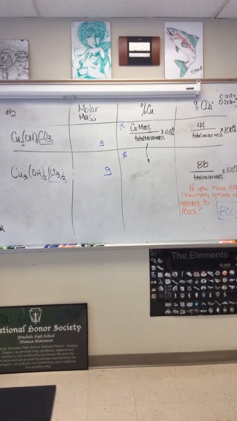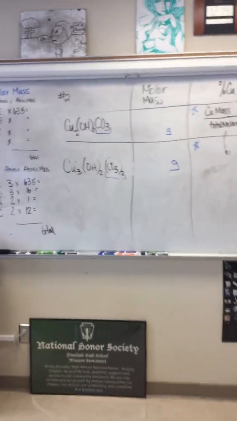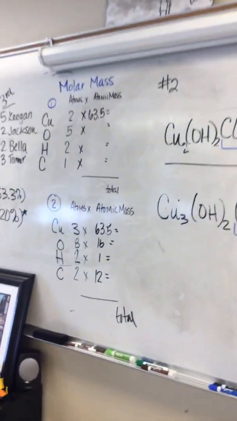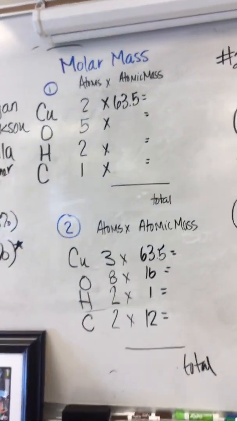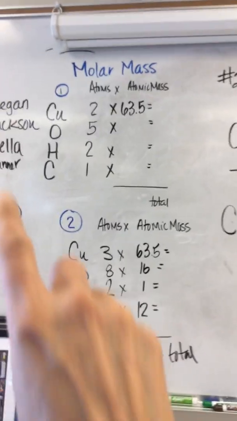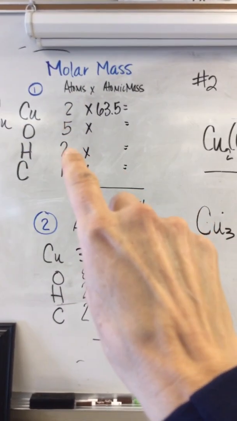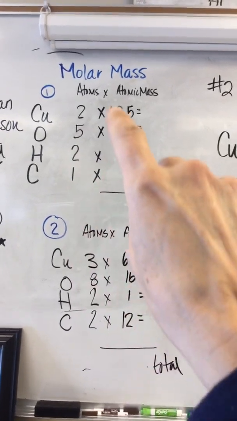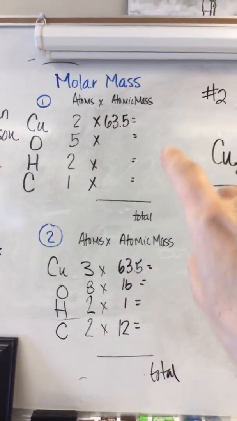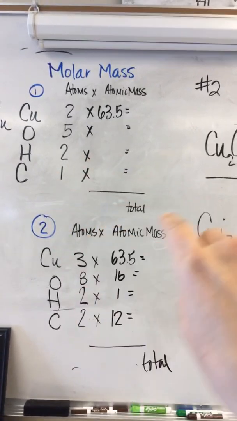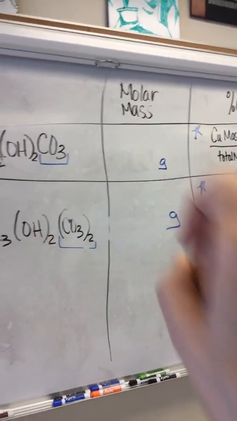The first thing you're going to do is calculate the molar mass in grams. Most of this is already basically worked out for you. All you have to do is tally it. So for this first compound, I gave you the atoms of copper, the oxygens, the hydrogens, and the chlorines. Multiply them by their atomic mass to get the total contribution, and then add them all together. That is what you would put under the molar mass.